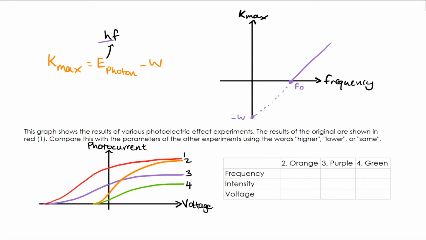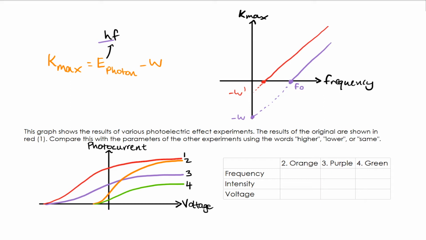Because h over here is a constant and we're taking h as the gradient, that means that every experiment will produce a parallel set of results. So this could be another photoelectric effect experiment, and all we've done is change the work function. Maybe this is called w dash. So the lines will be parallel, but their vertical intercept and their threshold frequency are going to be different.